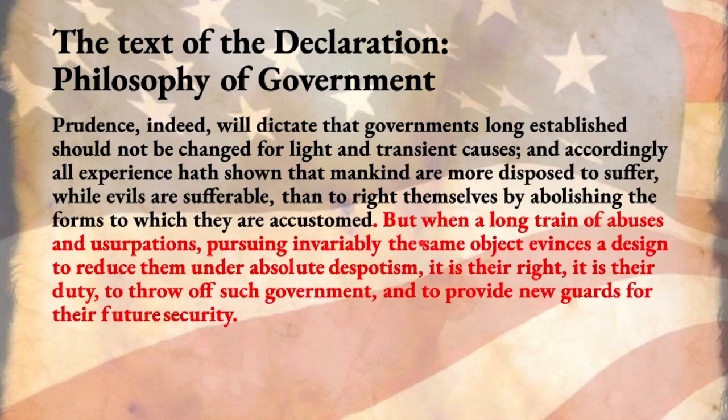But when a long train of abuses and usurpations, pursuing invariably the same object, evinces a design to reduce them under absolute despotism. So he's talking about, look, a long train of abuses. This is the Sugar Act, the Stamp Act, the Townshend Act, the Boston Massacre, the Gaspee Incident, the Coercive Acts, a long train of abuses, things that have gone on for, you know, 13 years at that point. They're trying to reduce them under absolute despotism, to take away all their rights. Think about the Coercive Act closing down Boston Port, taking away their government. Then the Prohibitory Act closing down all the ports.